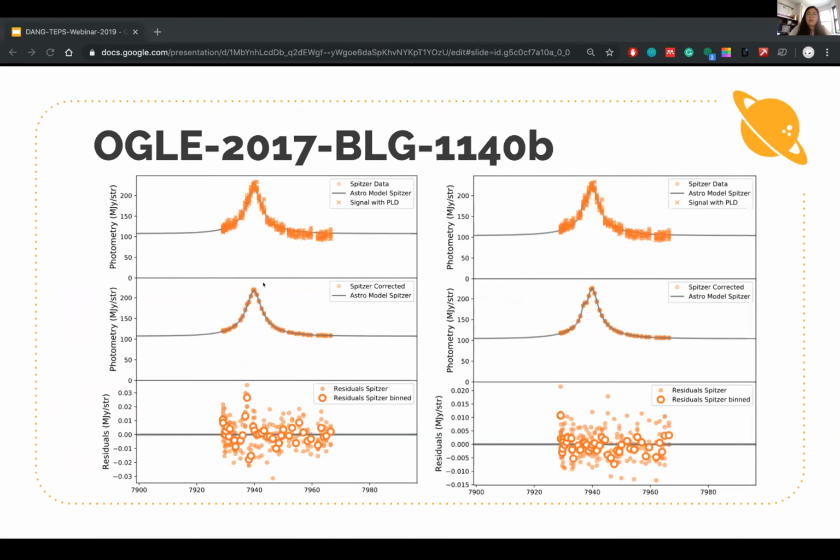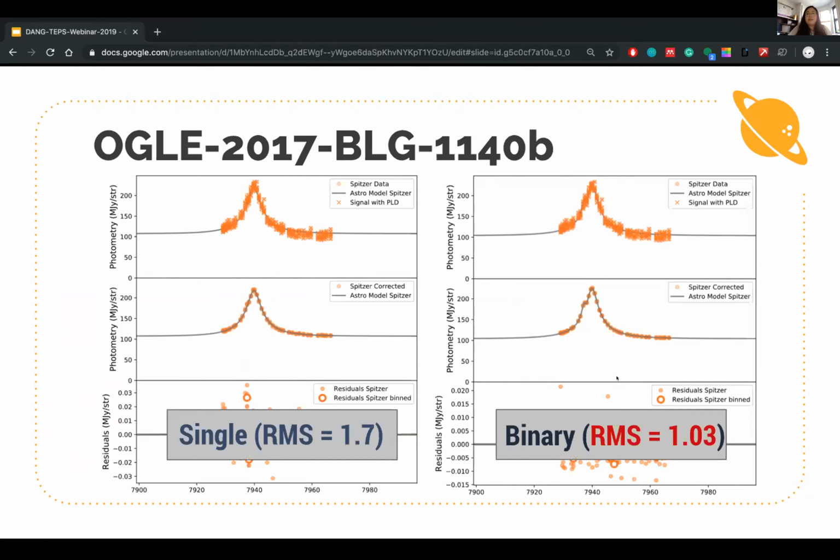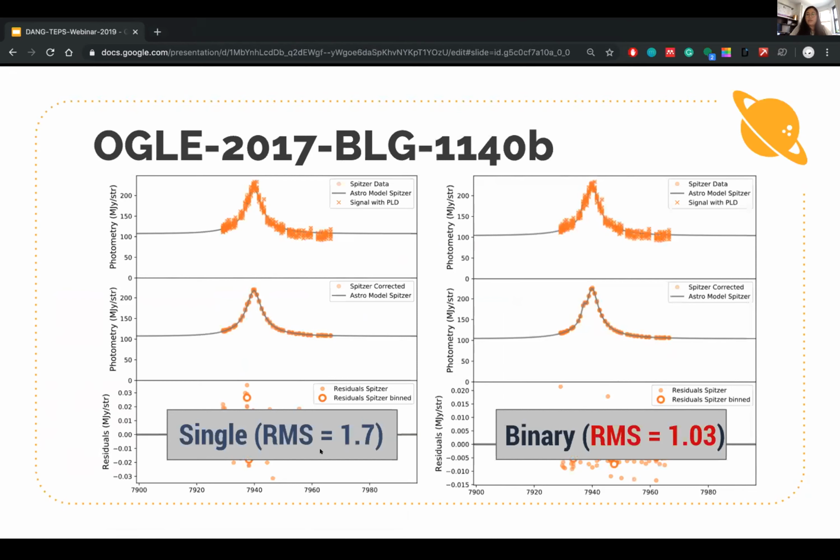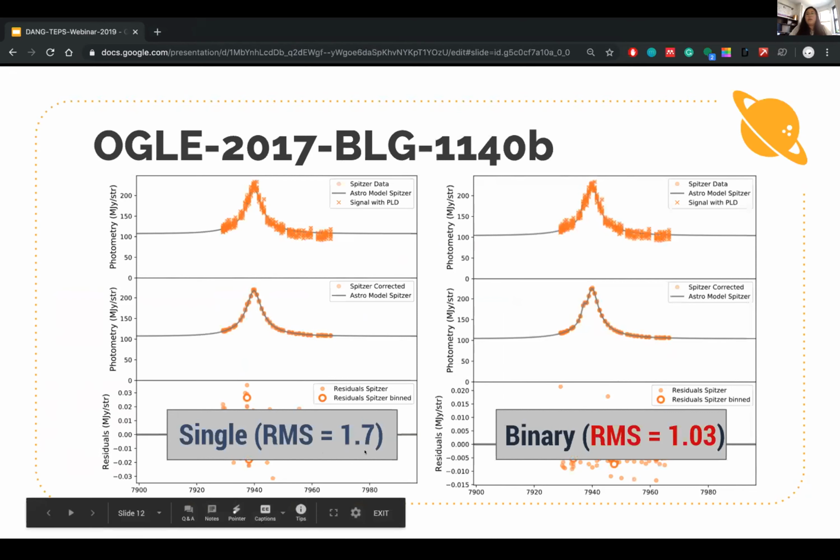On the second panel in the middle, this is the corrected light curve that you get. And at the bottom, you have the residual. On the right side, I do the same thing, but this time I use a binary lens model. This is a model where the lens is a star plus a planet, and this is the light curve that I get in the middle. If you compare the root mean square, or just RMS, of the two events, you see that the model significantly prefers the binary lens model.